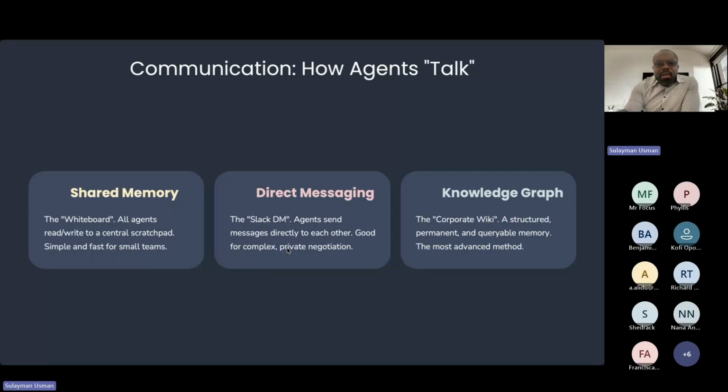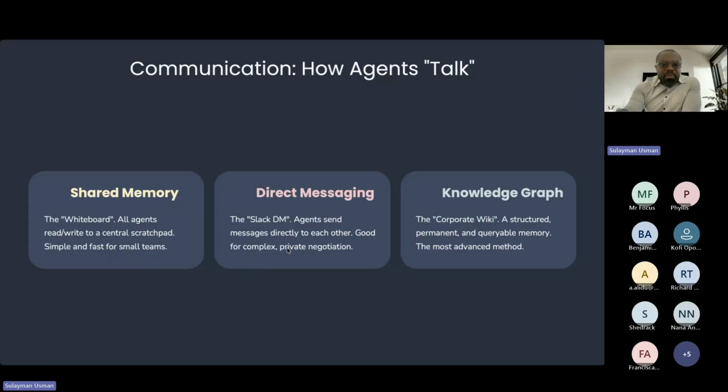Now, how does this agent talk? What is the communication? We have the shared memory. That's the whiteboard. All agents read and write to a central scratch pad, simple and fast for small teams. So it all depends on your workload: small teams, medium, and bigger teams. As you get bigger, you have to adjust accordingly.